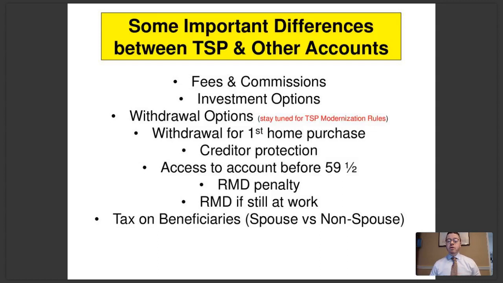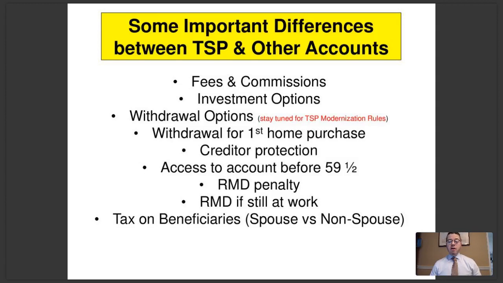Withdrawal for first-time home purchase. The TSP doesn't allow you to do that. The TSP allows you to take a loan, but that's not a withdrawal of your own money to buy a first home. Other accounts will give you access to buy your first home. Creditor protection. The TSP provides some better creditor protection. The truth is, it's not just the TSP, it's any employer plan. Anytime you have your money in an employer plan, it's usually better protected than money that's outside of an employer plan because it's sort of one step removed from you. It's in that employer plan.